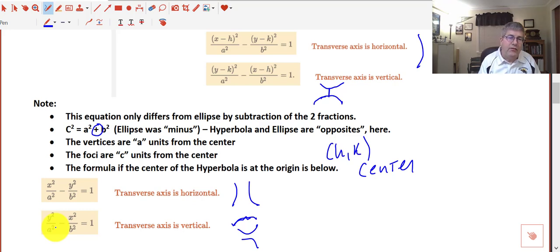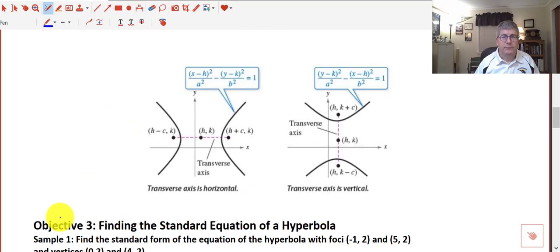And then we could also have y squared over a squared minus x squared over b squared equals 1. Notice that the a squared is always positive. That's something to keep in mind as well. a squared is on the positive. So we're always going to lead with the a squared in our denominator in the hyperbola. I think in the ellipse, the a squared and the b squared could flip.